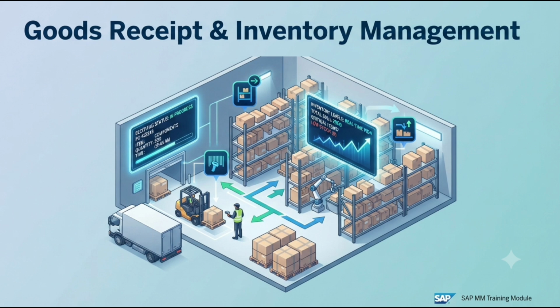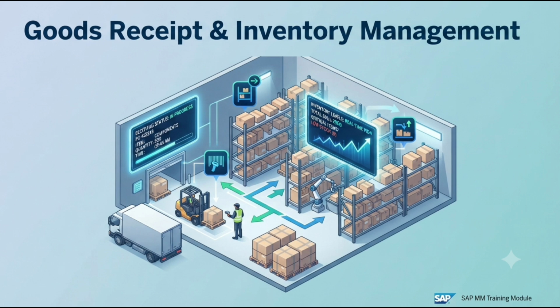This step increases the stock quantity in the system and updates the inventory value. Goods receipt can be done against a purchase order, which creates a clear link to the original document. Inventory management in SAP MM also covers stock transfers, goods issues, and physical inventory. Real-time stock visibility helps planners avoid shortages and excess.